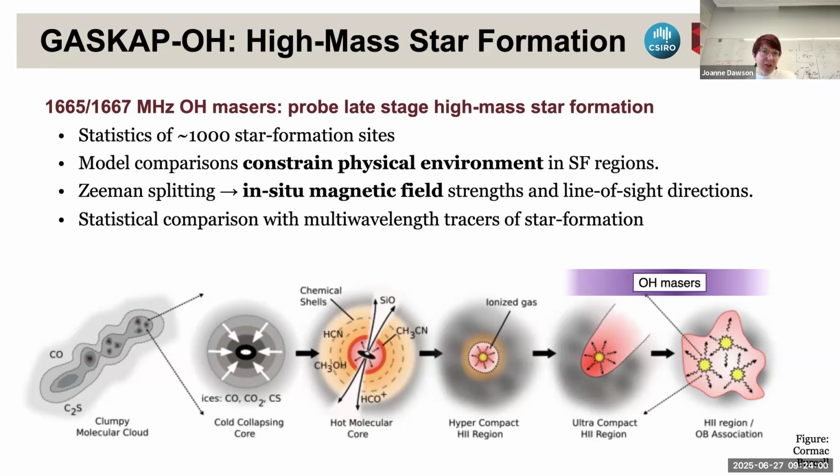We hope to get statistics of thousands of star formation, about 1,000 star formation sites. This is going to facilitate model comparisons for physical environment stuff. Zeeman splitting, we very much hope will be possible. The Stokes V calibration at the moment is looking good. And it allows you to do your general statistical comparison with all of your different multi-wavelength surveys across high mass star forming regions.